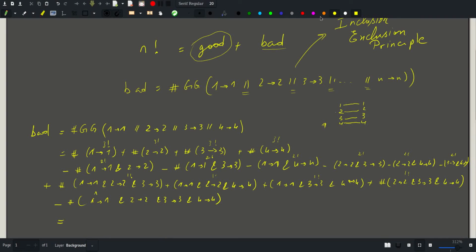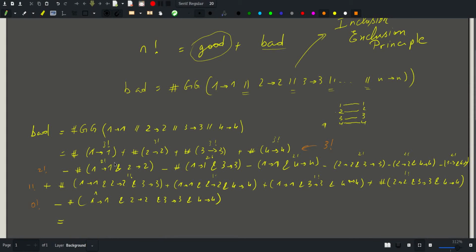So we can notice something here. All the values in each row are equal. So the first row is equal to 3 factorial. The second row is equal to 2 factorial. The third row is equal to 1 factorial. And the final row is equal to 0 factorial. But the number of elements in each row is not equal. For example, here we have 4 elements, whereas here we have 1, 2, 3, 4, 5, 6 elements. Here we have 4 elements as well, and here we just have 1 element.